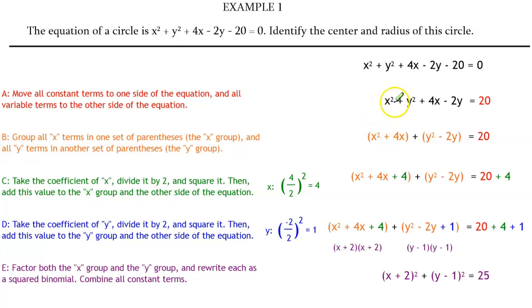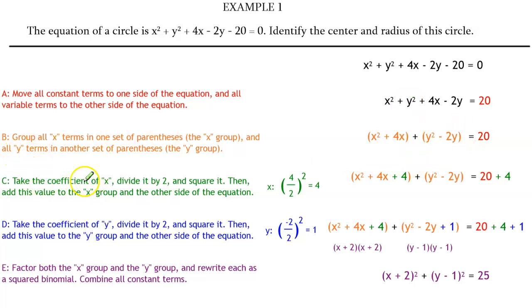Well, x squared and 4x are both x terms, so I'm just going to move them. It's okay to do that because of the commutative property of addition. And then y squared minus 2y gets grouped into its own separate group as well. Now we're getting closer to what the standard form looks like, but again, there's no squared here and there's no squared here, so we got to keep going.